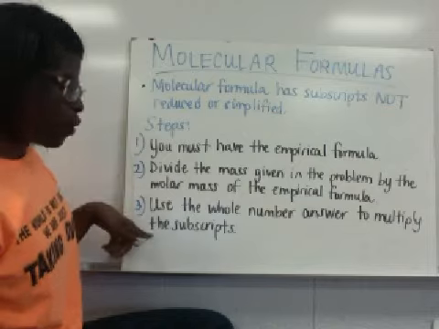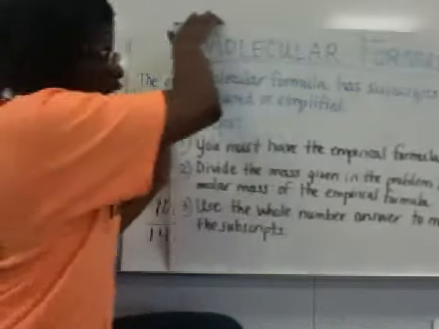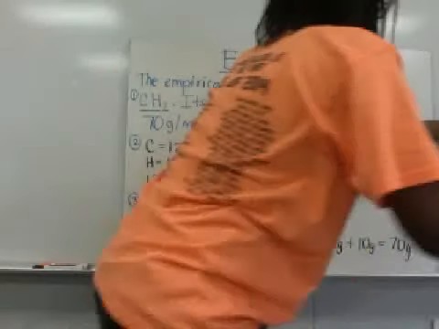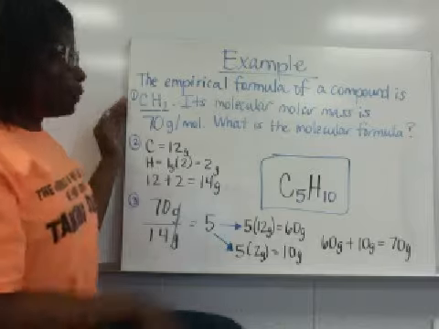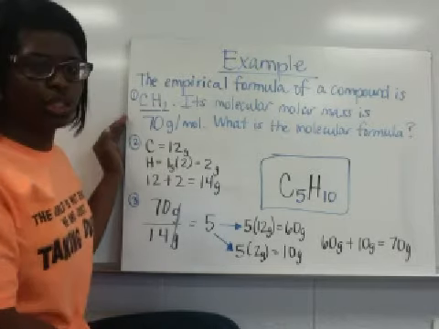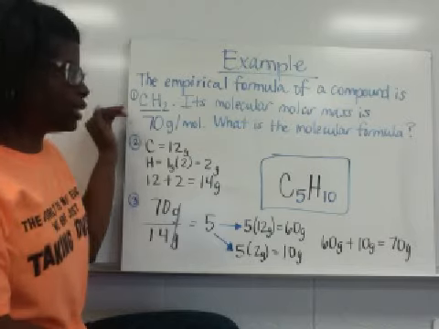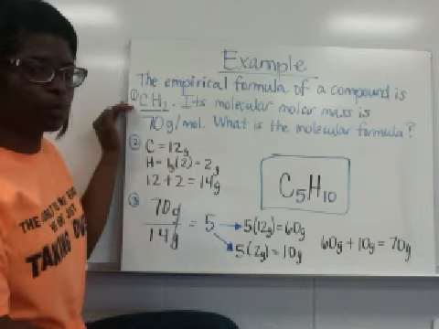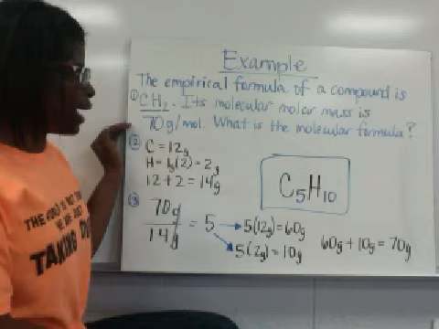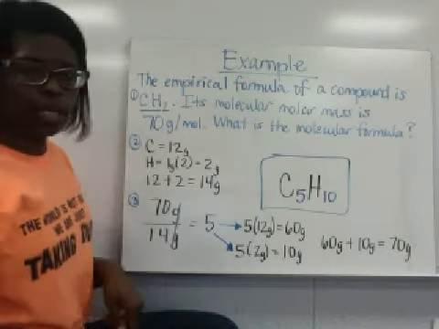Then you're going to use those whole numbers to multiply by the subscripts. So it's much easier than what it probably sounds. So in our example here, the empirical formula of a compound is CH2. So it means we have 1 carbon and 2 hydrogen in the empirical formula, which means this is the one that has been reduced down. Its molecular mass is 70 grams per mole. So what is the molecular formula?